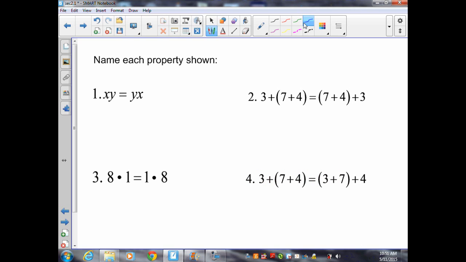Name each property shown. Number 1, x times y equals y times x. Notice the order changed. CO, change order. That means commutative property.